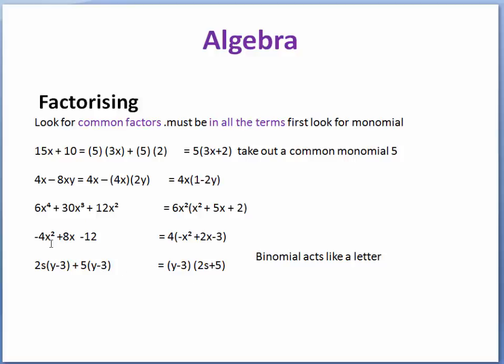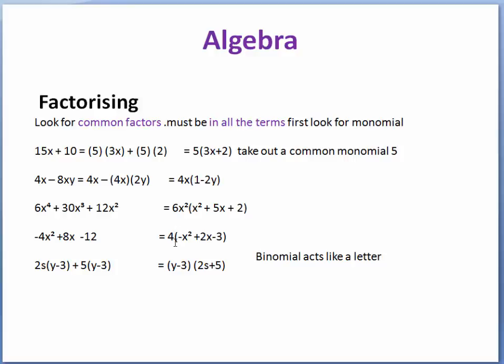Okay, let's go through that again. We're going to look for a common monomial, a number. So will 4 go into 4? Yeah. 4 go into 8? Yeah. 4 go into 12? Yeah. So 4 is our common factor. X, no, there's no x in all of those terms, so x isn't a common factor.